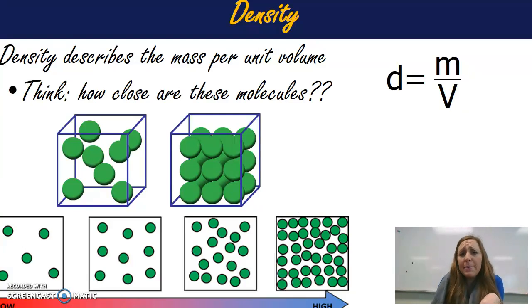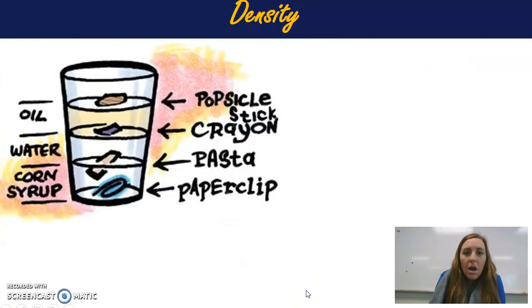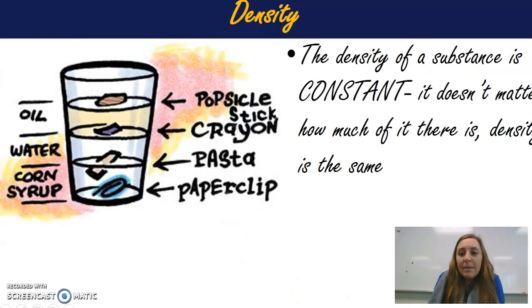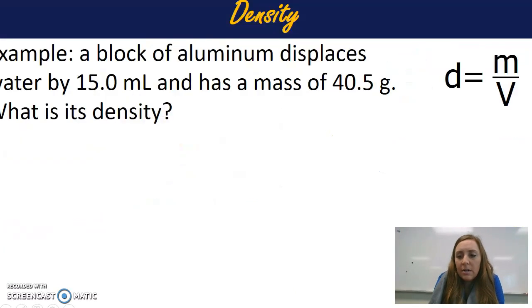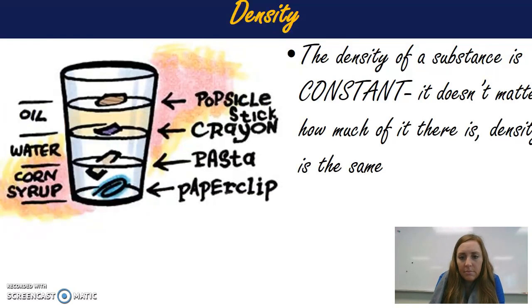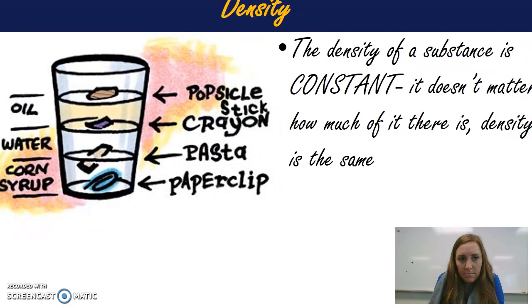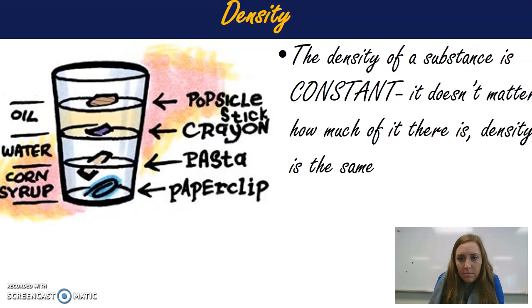You can also think about what happens if you change the volume. So like if I only had a little piece of this, even though this is high density, then the mass will go down, but the density stays the same. So again, the density of a substance is constant. It doesn't matter how much of it there is, the density is always the same.